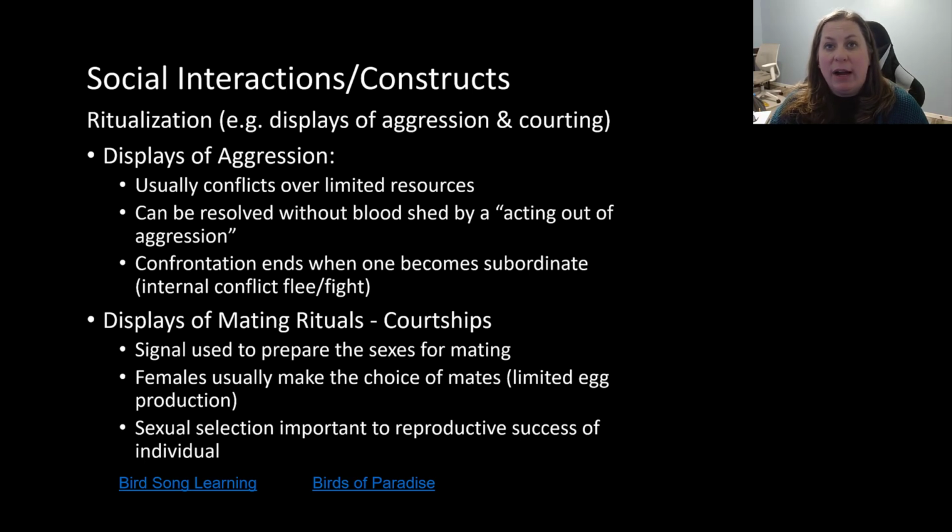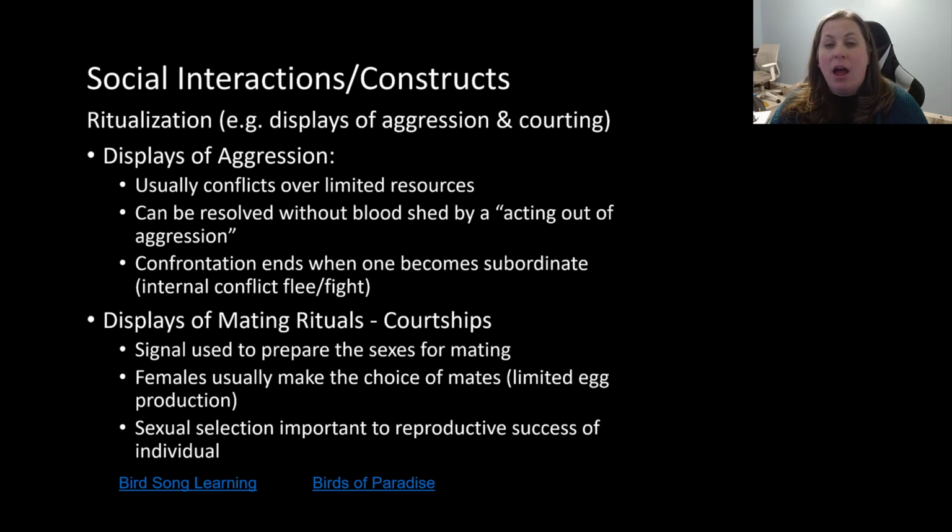So displays of aggression, that's what we're going to talk about first. These are usually conflicts over limited resources, so either over food, water, shelter, mates, things that are limited within their group. These are normally resolved, though, without bloodshed. They're not really out to hurt or kill each other, because then that hurts the group as a whole. So what they do is they act out their aggression. Now, sometimes are they injured in this process? Yes.